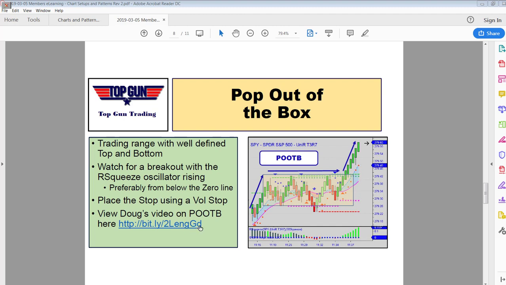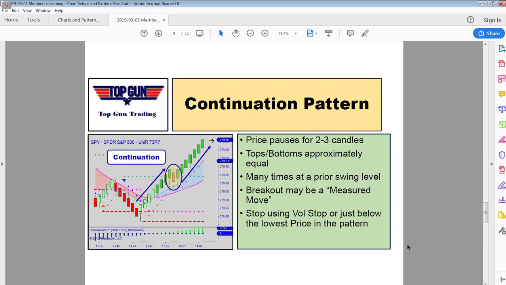This is an excellent video on the pop out of the box. I'd strongly suggest that everybody look at that. I mean, it's absolutely fantastic. He's probably forgotten more about a pop out of the box than I'll ever know. So I just try to learn the basics and implement the basics. KISS principle: keep it simple because I'm stupid.